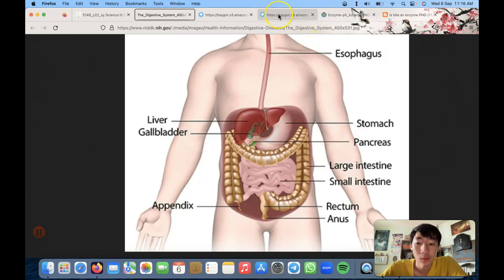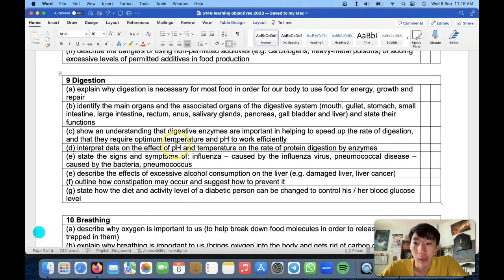So we have already talked about C and D, which means we now understand that digestive enzymes are important to speed up the rate of digestion. They require optimal temperature and pH to work efficiently. And we also know how to interpret the data of the effect of pH and temperature on the rate of protein digestion by enzymes.